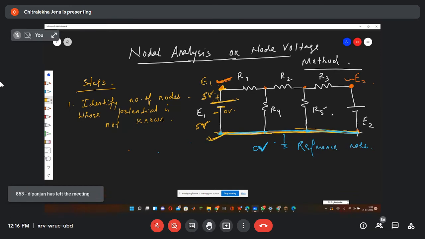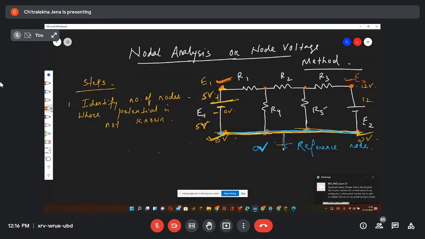Suppose this is at 12 volt. That means the potential of this one is 12 volt with respect to this one, which is at 0 volt. So where more number of nodes are connected, that one we take as the reference node, and that voltage we take as 0 volt. Am I clear to each one of you? Yes, ma'am.